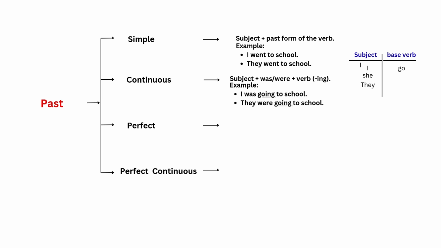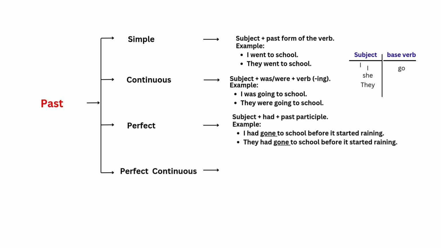They were going to school. They is the subject. Were is the past form of the verb to be in the past continuous tense. Going is the main verb in its continuous form. To school is the object.